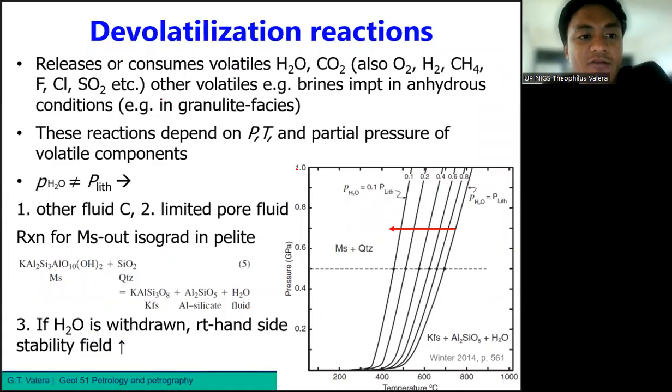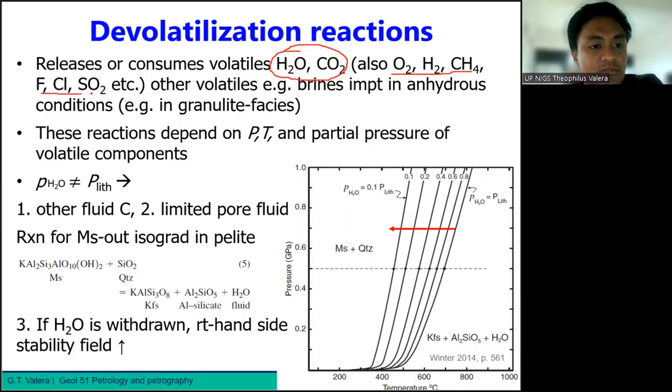Next type of reactions are devolatilization reactions. So devolatilization reactions either release or consume volatiles like water, carbon dioxide, etc. Carbon dioxide and water yung pinaka-main kasi siya yung highest concentrations. But of course, you also have other volatiles like brines, which are important, for example, in anhydrous conditions, so for example, granulite facies. So how does the devolatilization reaction affect the location of your reaction curve?